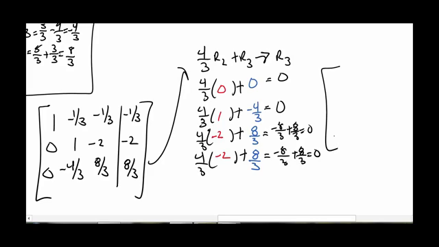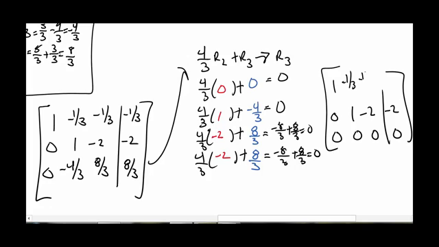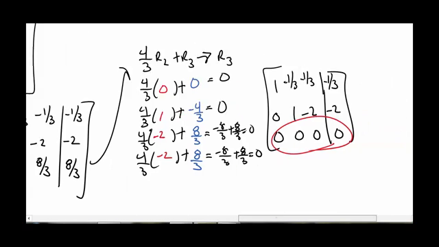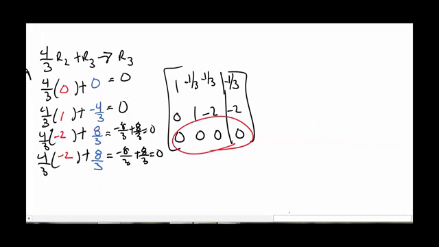All right, so our bottom row now says 0, 0, 0, 0. And then we have 0, 1, negative 2, and negative 2. And then we have 1, negative 1/3, negative 1/3, negative 1/3. Okay. Now, what does that row mean? The fact that I have a row of zeros. I get 0 equals 0, that's true. That means I'm dealing with a dependent case.